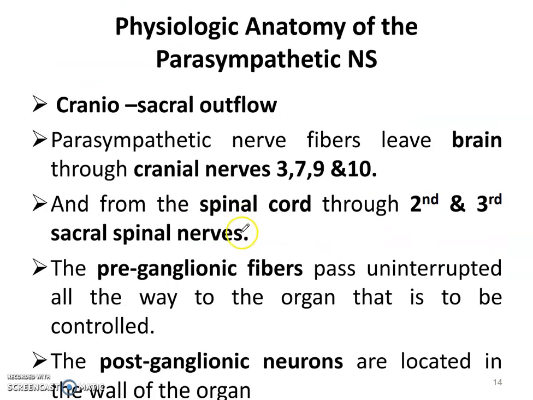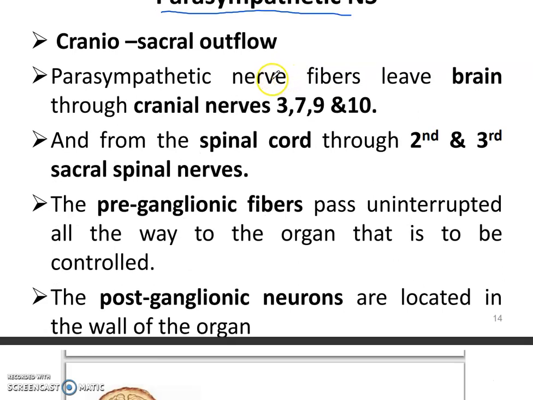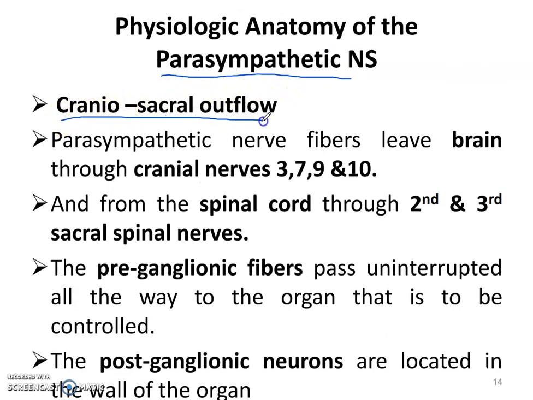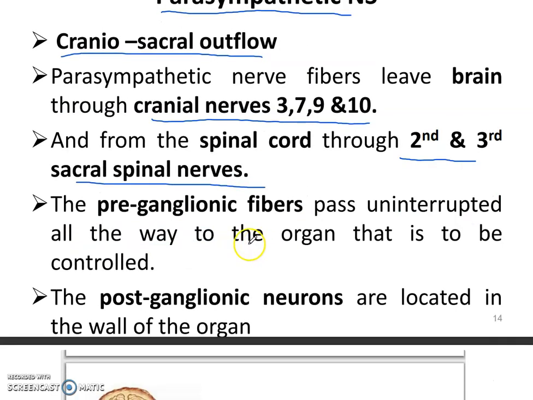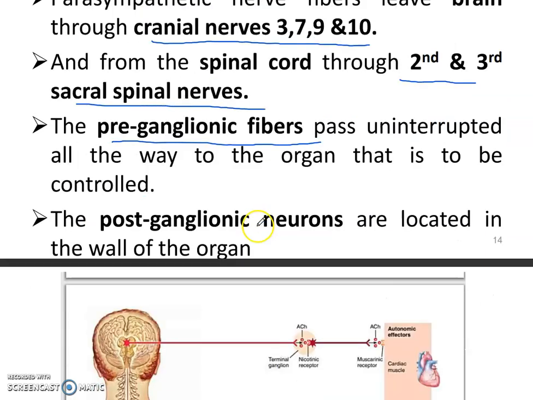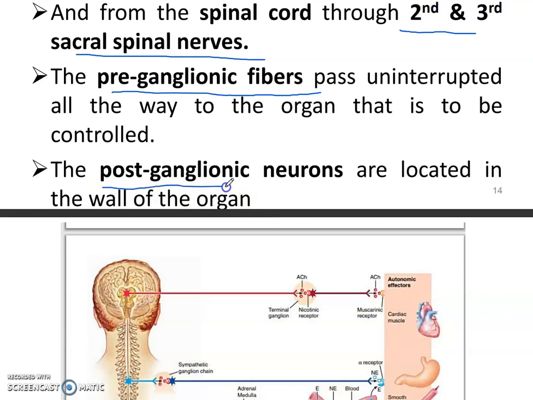And this is the physiological anatomy of the parasympathetic system, and we did the sympathetic system before. There is the craniosacral outflow, and the parasympathetic fibers leave through cranial nerves 3, 7, 9, and 10, and from the spinal cord through the second and third sacral spinal nerves. The preganglionic fibers pass all the way to the organs, and the postganglionic neurons are located on the walls of the organs.